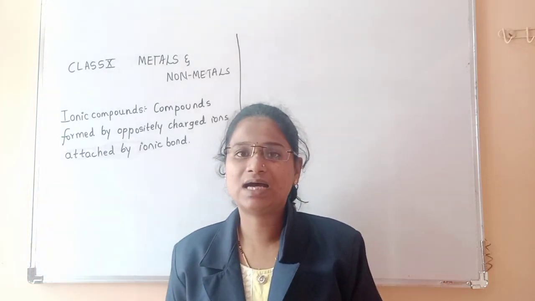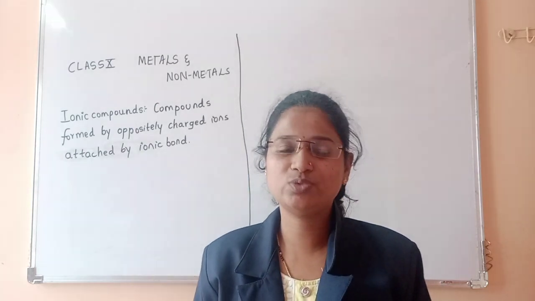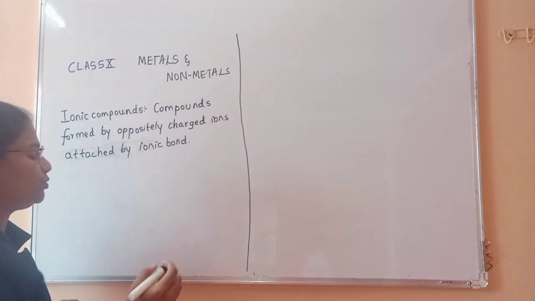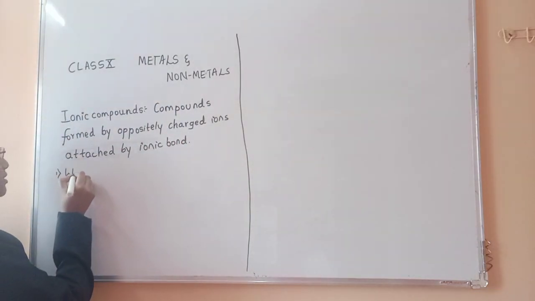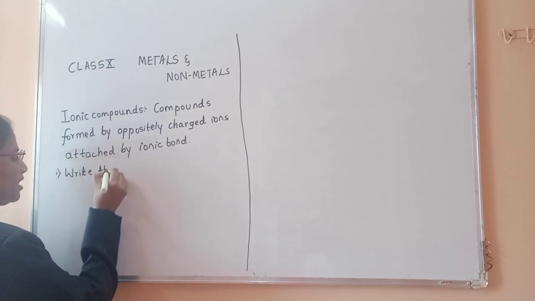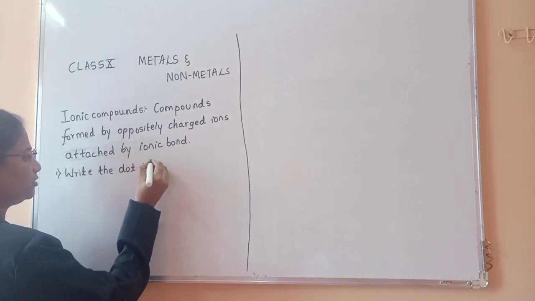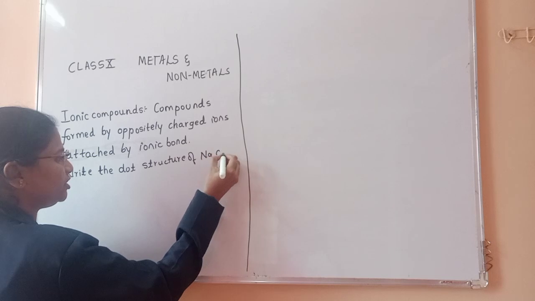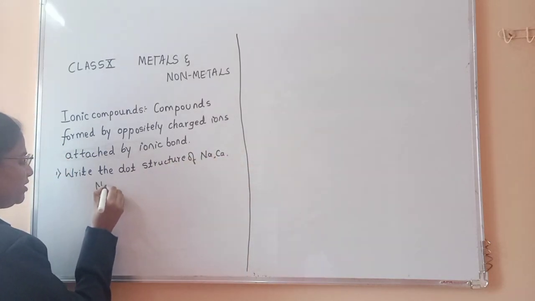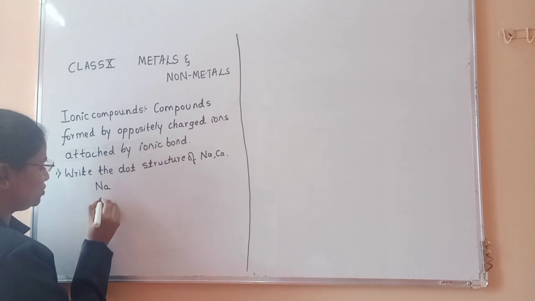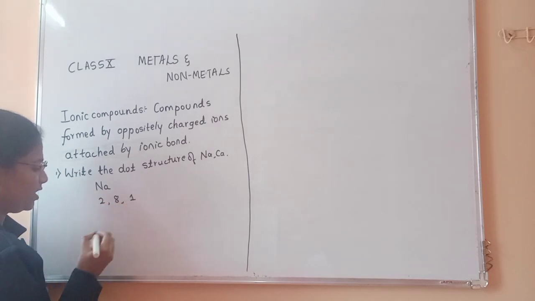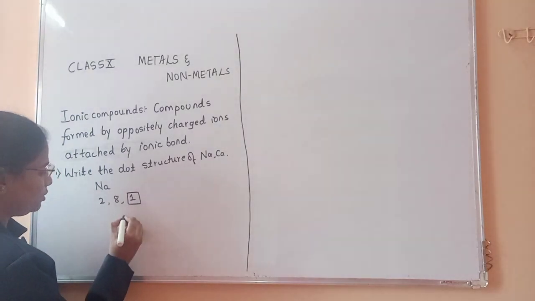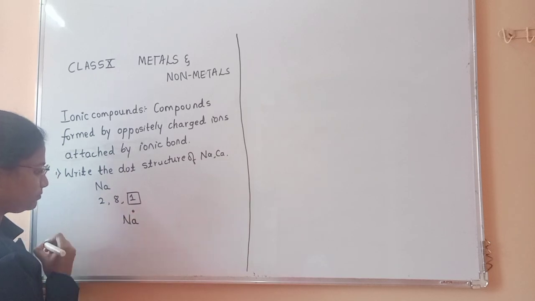In an exam, they will ask about the formation of ionic compounds as well as the dot structure. Suppose they ask you to write the dot structure of sodium, calcium. Sodium's electronic configuration is 2, 8, 1. So the outermost shell has one electron, so the dot structure will be Na with one dot.